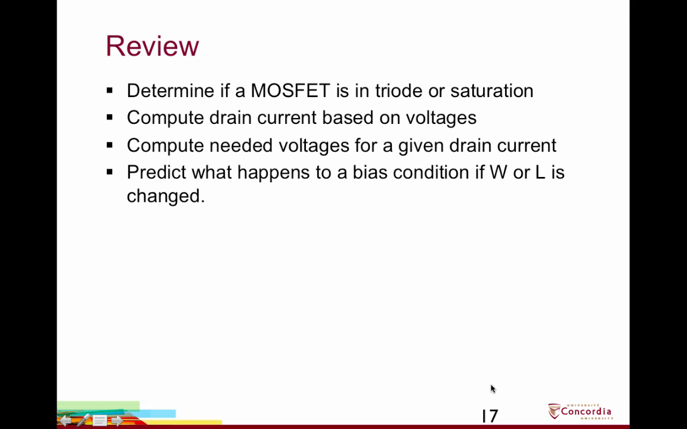Okay, to recap, we've looked at the equations, so now we can, if we know the terminal voltages, determine if the MOSFET is in triode or saturation. We can compute the drain current based on voltages, and we could compute the needed voltages for a given drain current. We've also looked a little bit at predicting what happens to the bias voltage and current if W or L is changed.